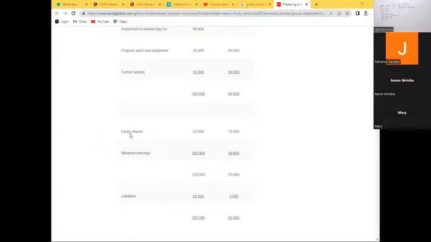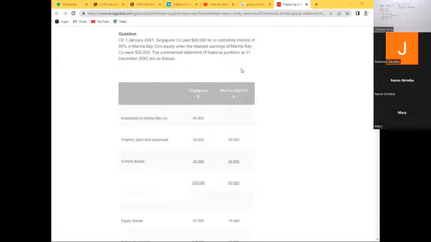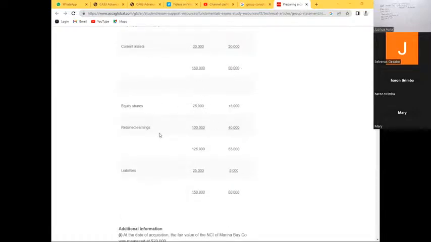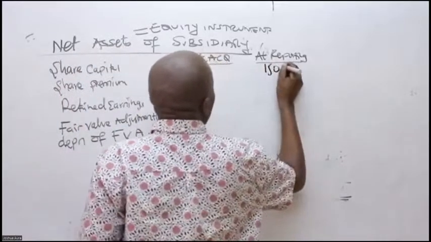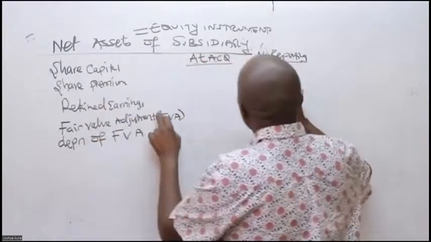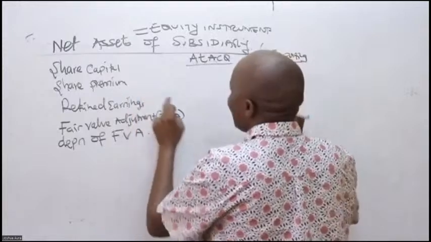Now I can see the equity shares. They are worth 15,000. We don't have share premium, but we have retained earnings, 40,000. And remember these 15,000 and the 40,000 that I'm reading here are at reporting. So I'm writing here: share capital at reporting 15,000, retained earnings at reporting 40,000. We don't have share premium, so a dash there.